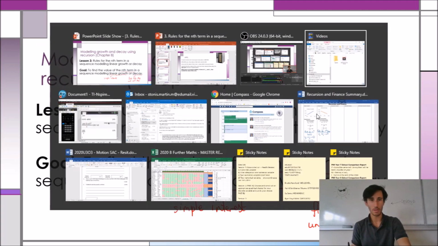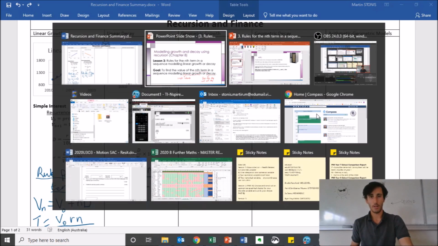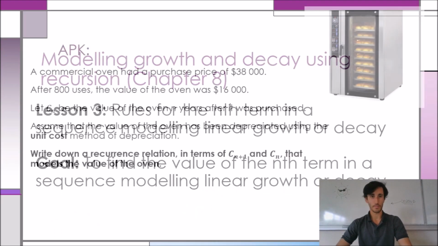And remember that you guys should have your notes all set out like this. This is the way I want you guys to set out your notes for this topic. It just makes so much sense. This topic has 5 distinct ways that you can use recursion and recurrence relations. So we should be setting up our notes like this. All right, let's get into it.